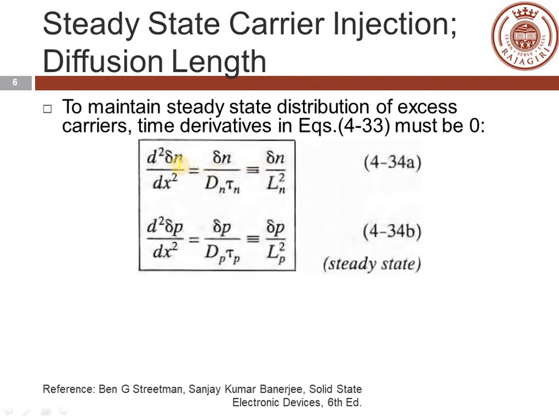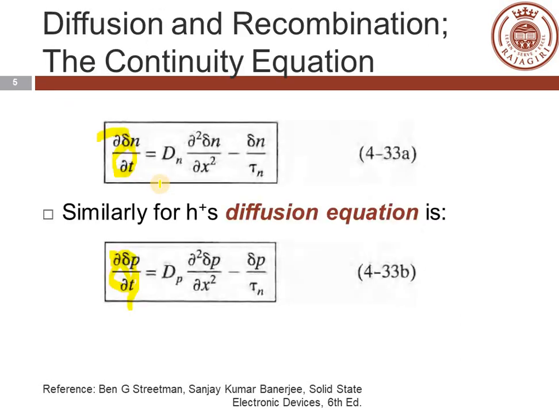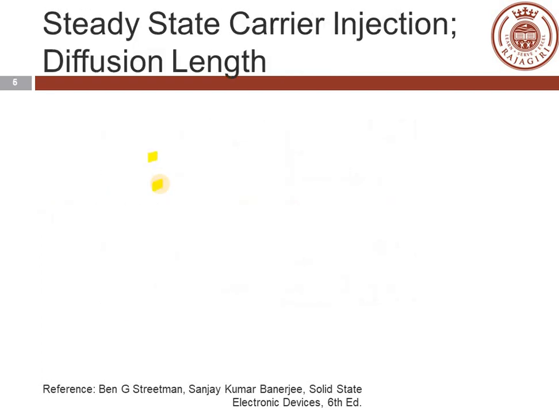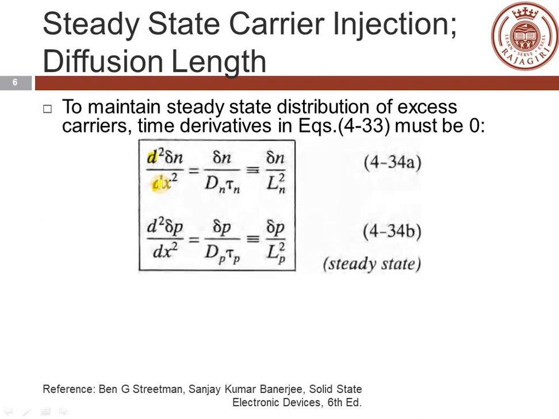So that is what is written over here. The difference is that instead of dou, we are having d. The reason is that in the previous case, we have considered both x and t. But now, for steady state carrier injection, our time derivative is 0. So we can take it as a full derivative. Similarly, we can write the equation for holes also. First one is the equation for electrons and second one is the equation for holes.